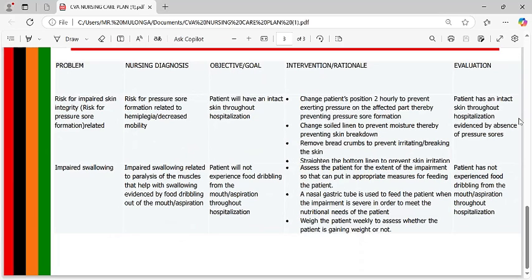We can also have other problems such as risk for infection, because this patient has reduced immunity. They are prone to certain respiratory infections because they are immobile. Not only respiratory conditions, but other infections can also set in because they are immobile.